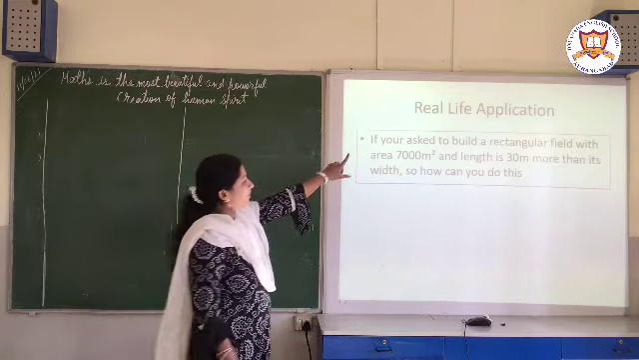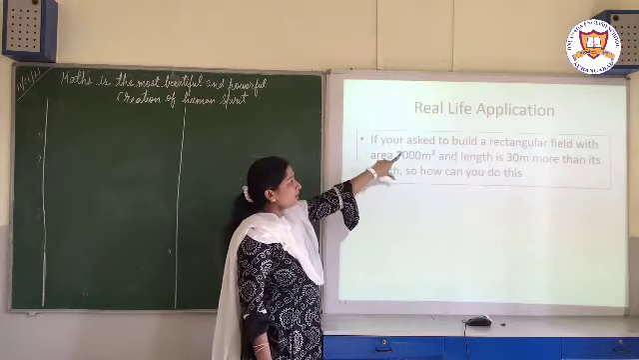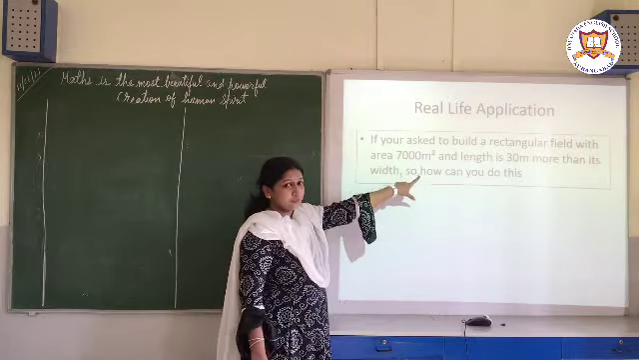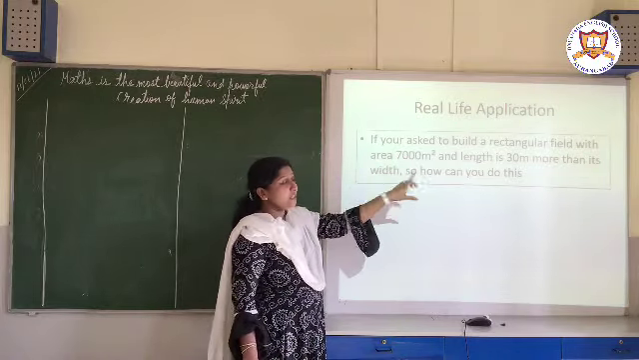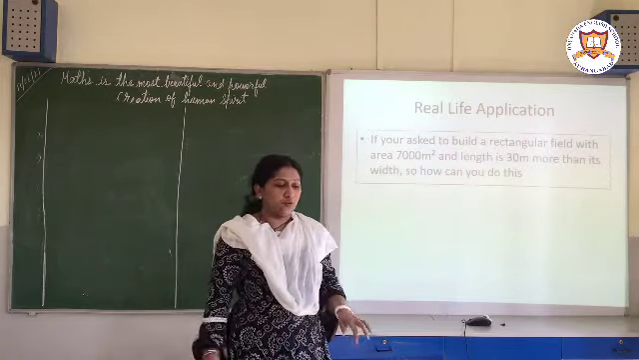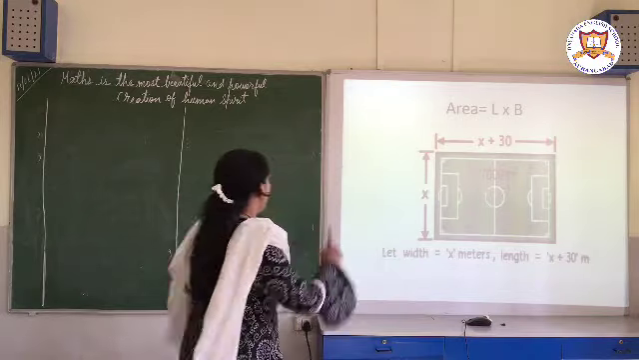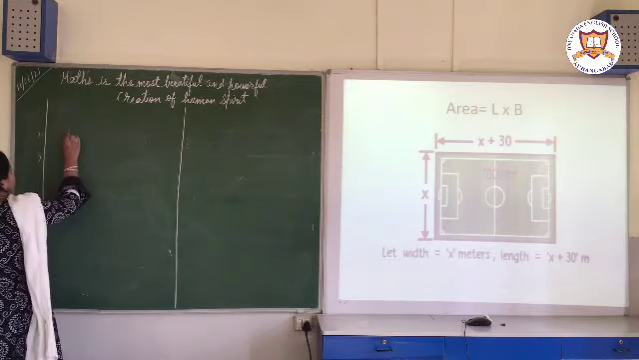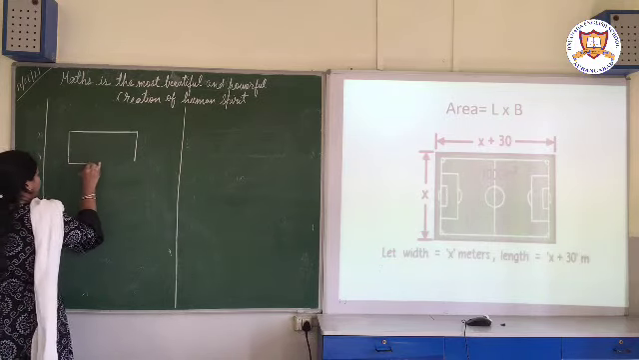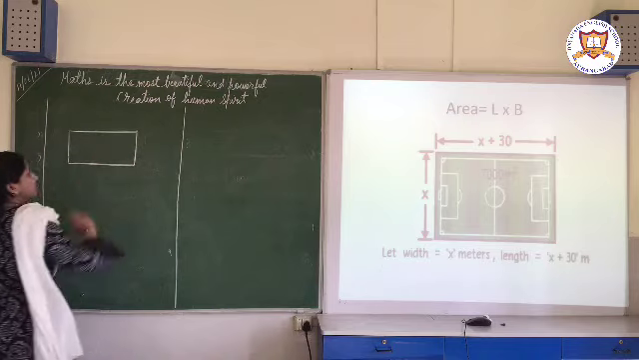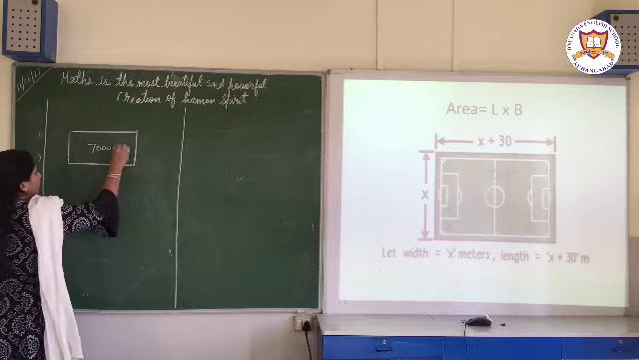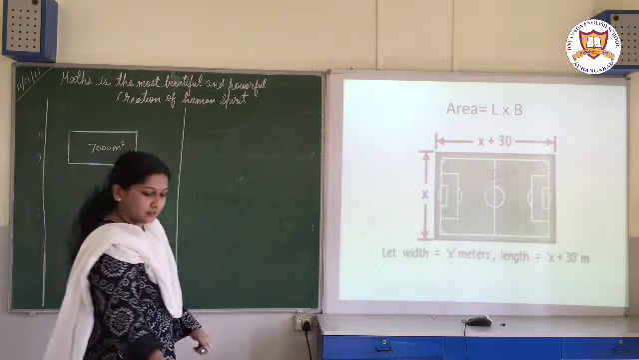Now, you have been asked here one question: you are asked to build a rectangular field with area 7000 meters square, and the length is 30 meters more than its breadth. So how can you do this? Suppose this is the condition given to you, that there is a rectangular field. Suppose this is a rectangular field, its area is 7000 meters square.